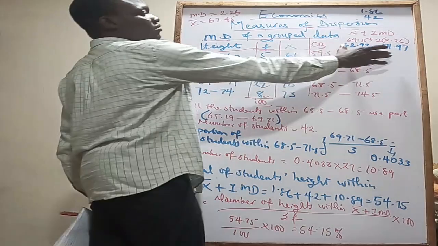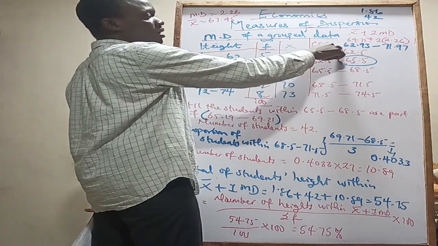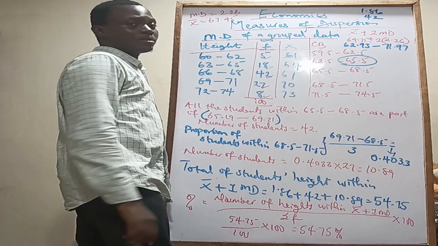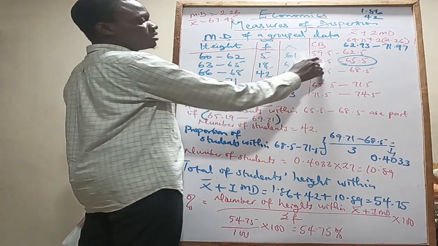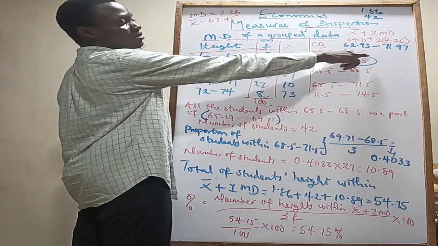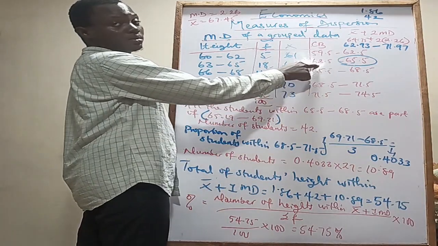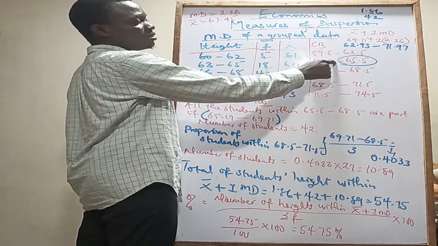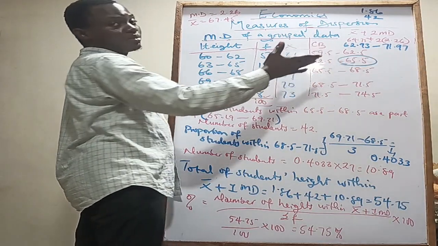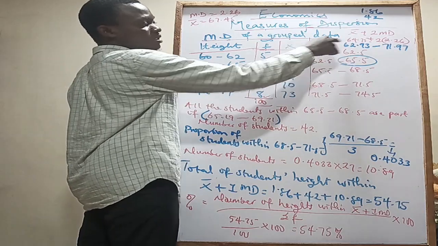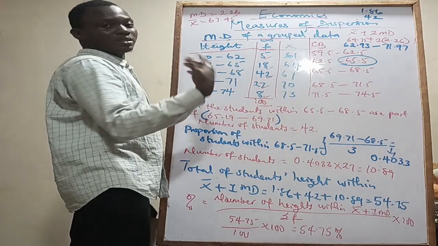After you've gotten this, you have to look at the class boundaries again. Your lower limit is 62.93, and your upper limit is 71.97. So where will you find 62.93? It's between 62.5 and 65.5. You have to get it proportional, because not everybody here will fall above 62.93. 62.5 is not there, 62.51 is not there, 62.6 is not there. Do you understand?